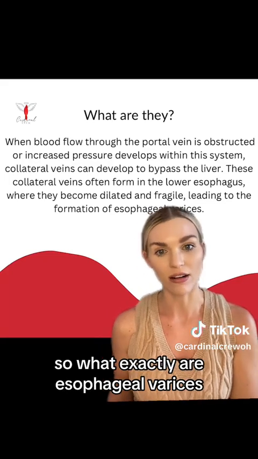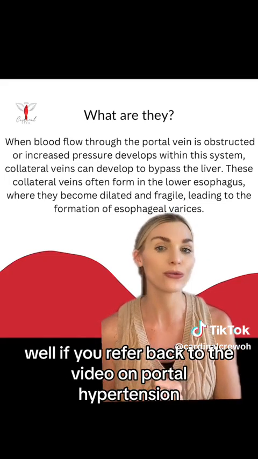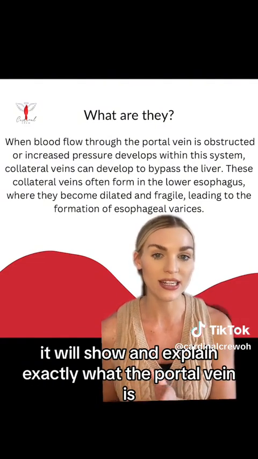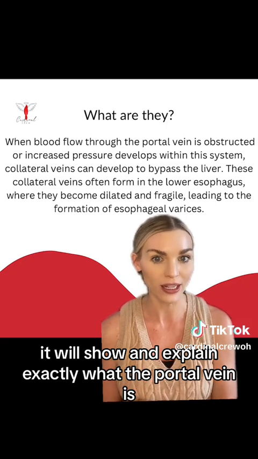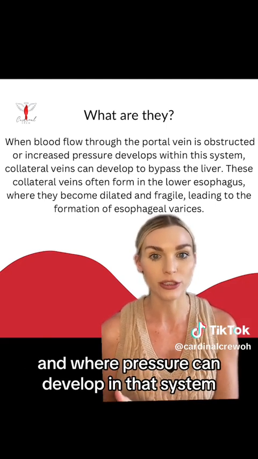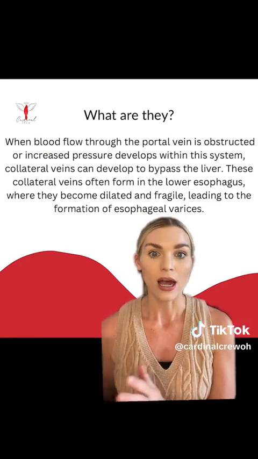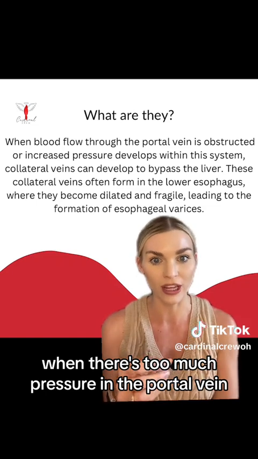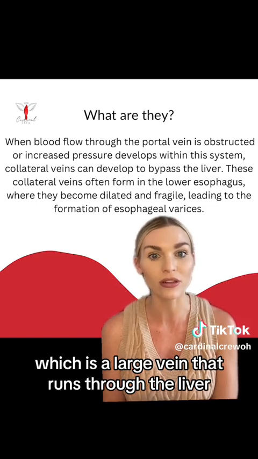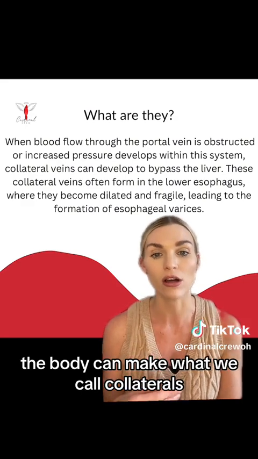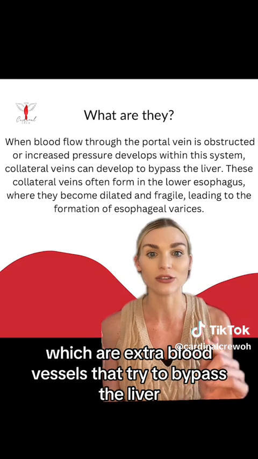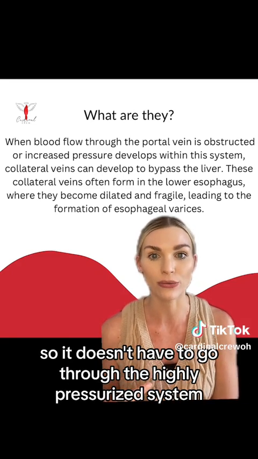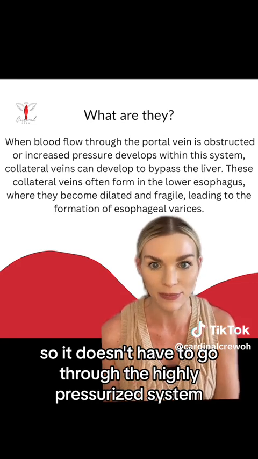So what exactly are esophageal varices? Well, if you refer back to the video on portal hypertension, it will show and explain exactly what the portal vein is and where pressure can develop in that system. But in short, when there's too much pressure in the portal vein, which is a large vein that runs through the liver, the body can make what we call collaterals, which are extra blood vessels that try to bypass the liver so it doesn't have to go through the highly pressurized system.